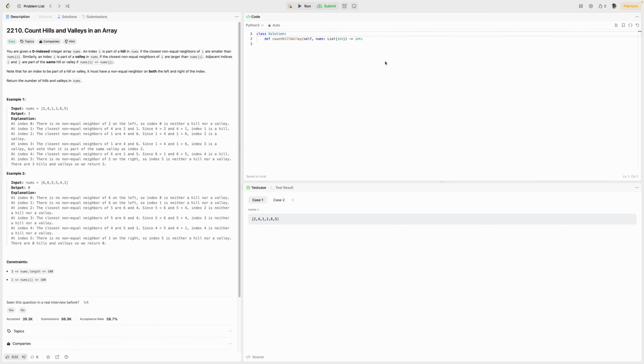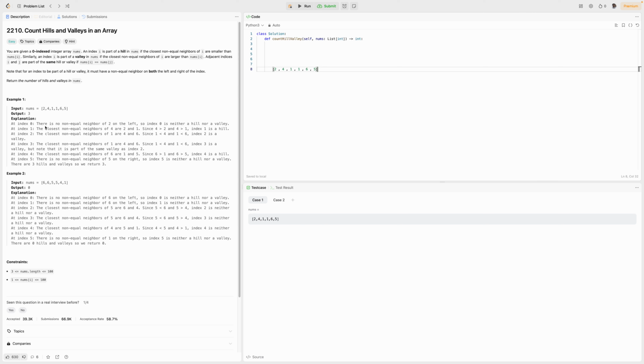Let's see. Count hills and valleys in an array. What is a hill and a valley? Let's look at the example. Nums is 2, 4, 1, 1, 6, 5. Alright. So let's see. Output is 3. There are 3 hills here. So up and down, up and down. Unless you're counting valleys: 1 valley, 2 valleys, and 3 valleys.